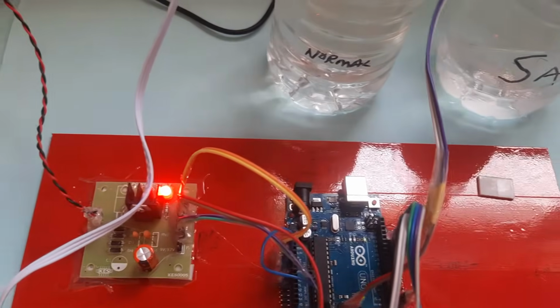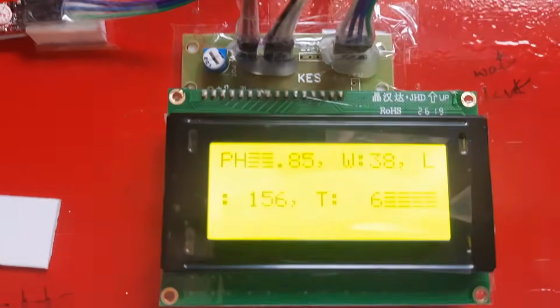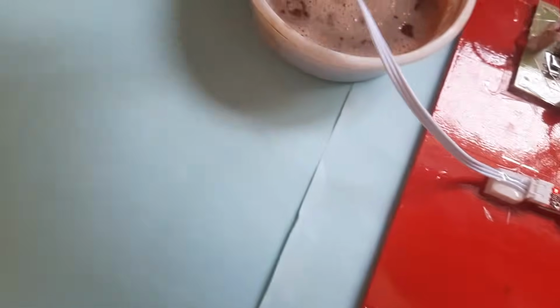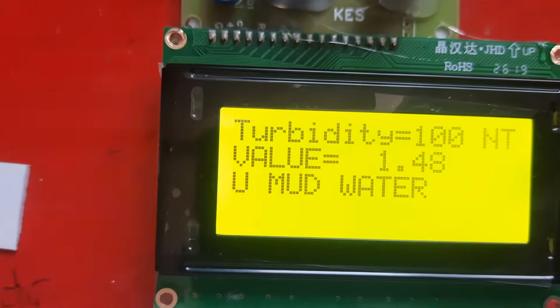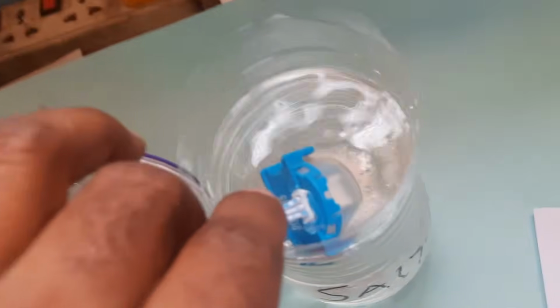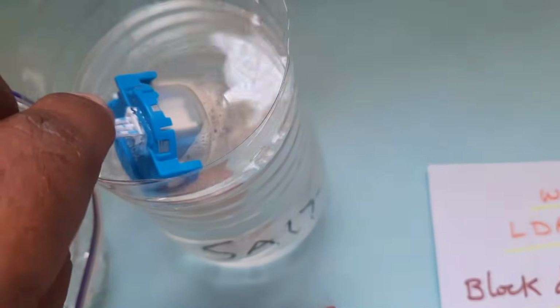Okay, it's salt water, it's a normal water. Both are Manjira water. You can take other water also. If I put it into the mud, mud water. Previously when we put it in, it will tell mud water. Dust water or mud water. Now if I add it into the normal water, it will tell normal water.